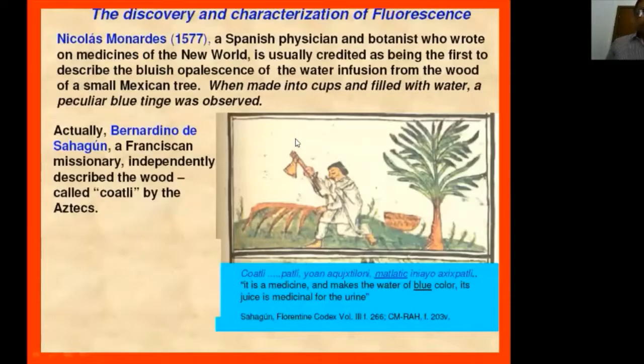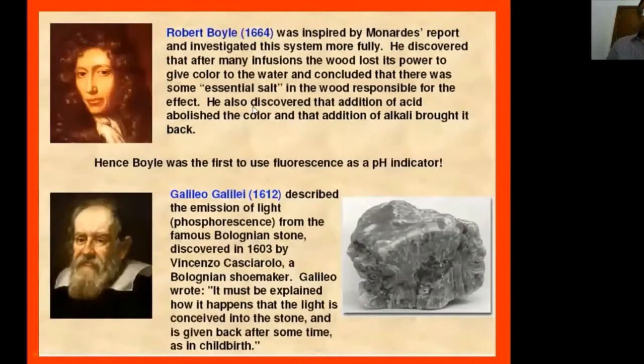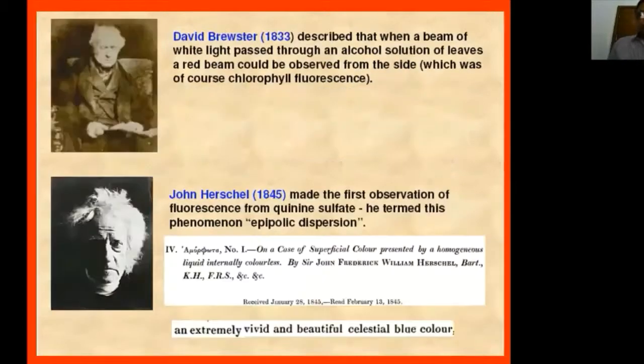And then in 1577, there was another Spanish physician and botanist writing on the medicines of the New World, from a Mexican tree that he was trying to look at. Then Robert Boyle was basically looking at the essential salt, and the addition of an acid abolished the color of the substance. That is a very important contribution. And Galileo also described the emission of light, basically a phosphorescence, in 1612.